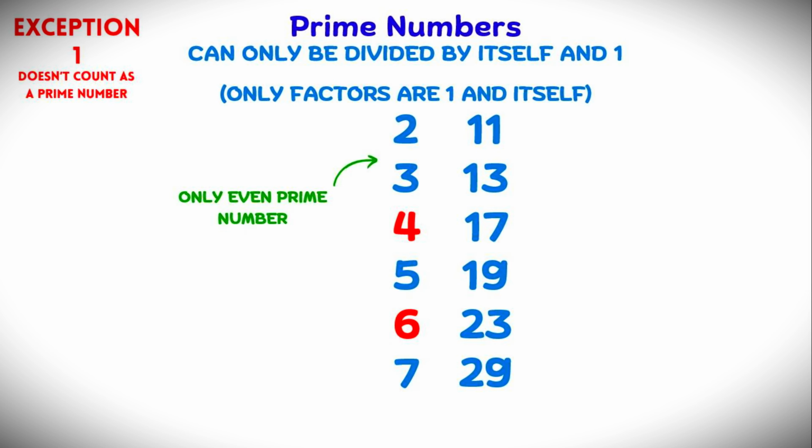One thing you might have noticed is that 2 is the only even prime number. This is because all other even numbers are divisible by 2, which means that they can't be prime.